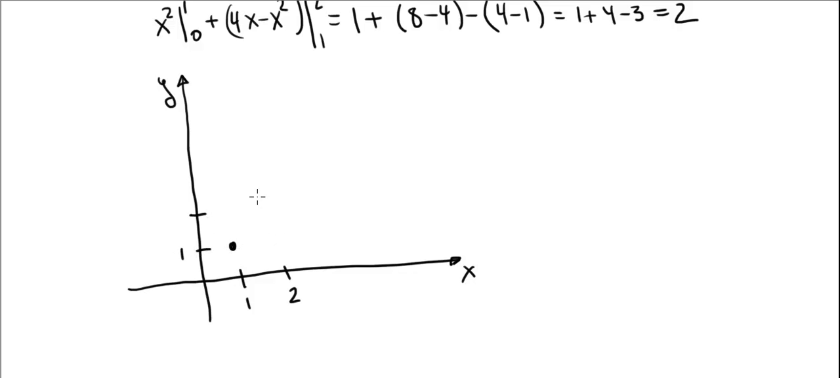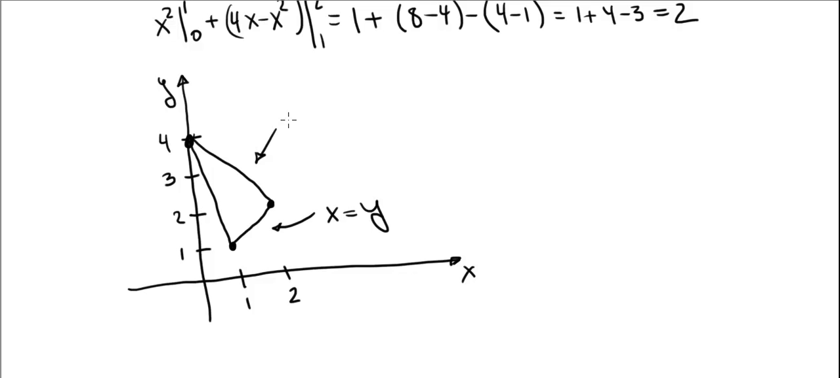and this is the point (2, 2). We also need the point (0, 4), which is right over here. Let's sketch our region once more. Here it is. And this time I'm going to solve for x as functions of y. This is x equals y. The function up here is x equals 4 minus y.